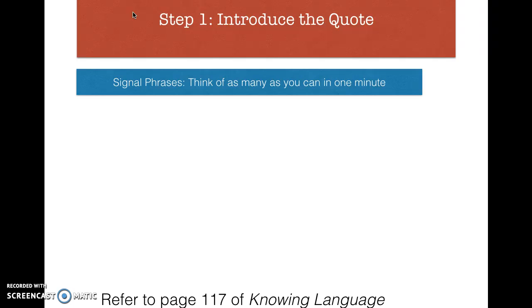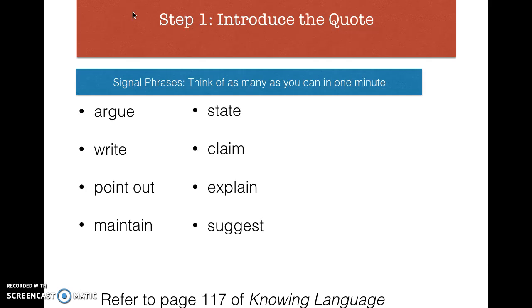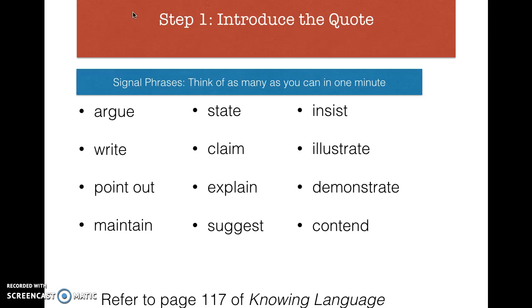So try to think of as many signal phrases as you can before we move on. Okay, so these are the ones that I came up with. They're very commonly used. You can see that some of them have different strengths. Argue is maybe stronger than just write. Demonstrate is quite active as well. State is quite confident, whereas suggest and explain are a little softer. So try to be aware of the meaning of the reporting verb that you are using.